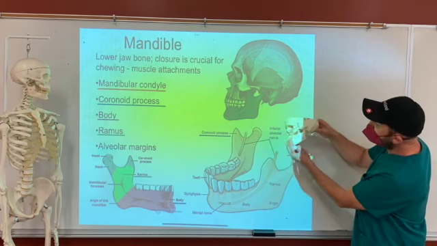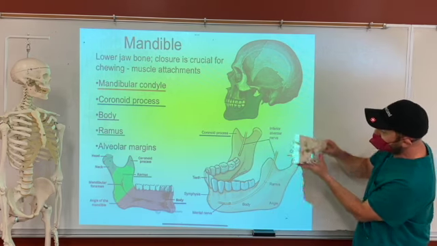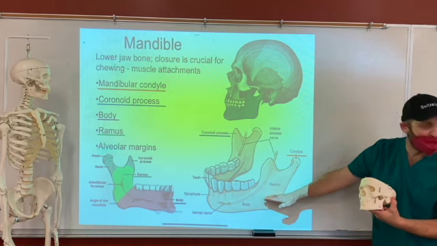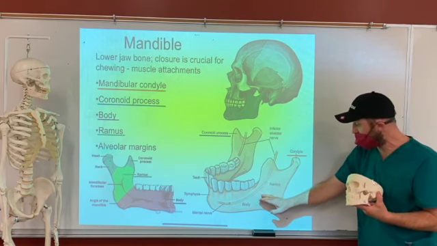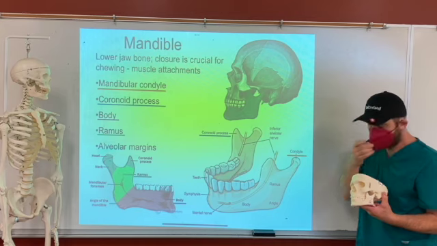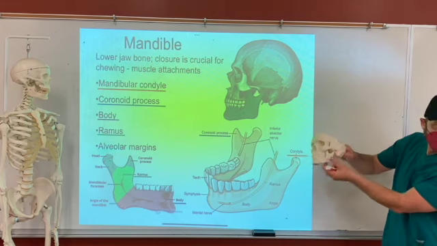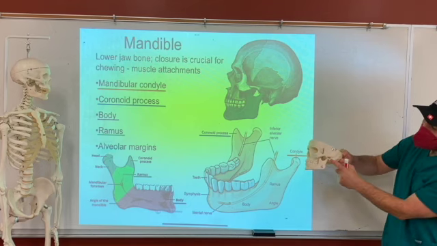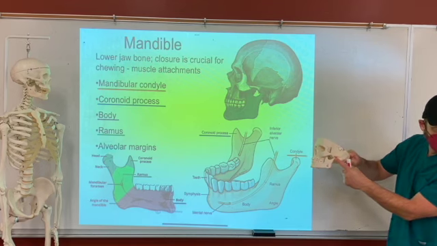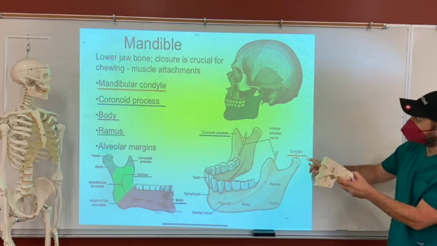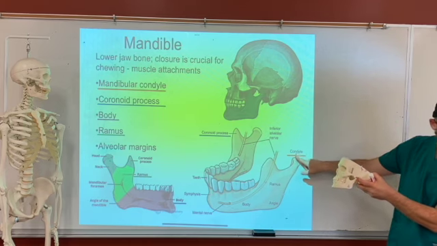And then we've got another part on the side, the side bar, and that's known as the ramus of the mandible. And then we already talked about the back area that makes a joint with the mandibular fossa of the temporal bone, and that's the mandibular condyle right here.